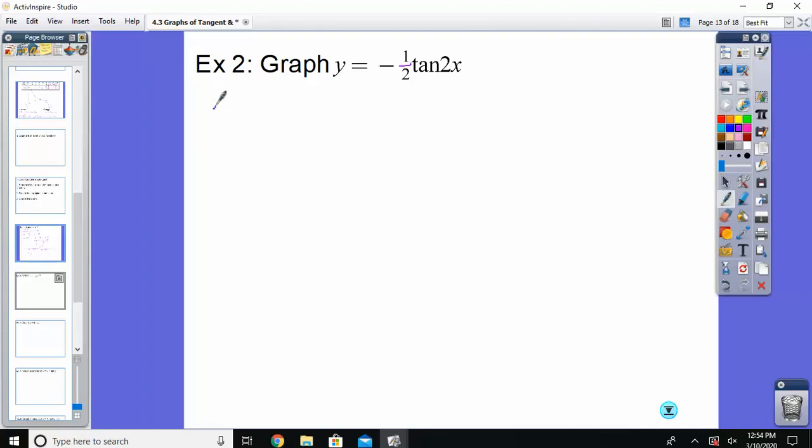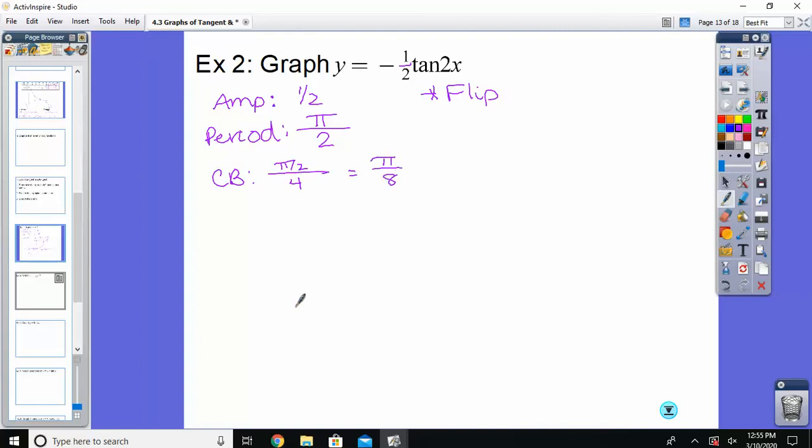What's my amplitude? 1/2. What's the negative do? Period. Normal period for tangent is pi divided by the number in front of x, so it's pi over 2. Count by is period divided by 4, which is pi over 8.